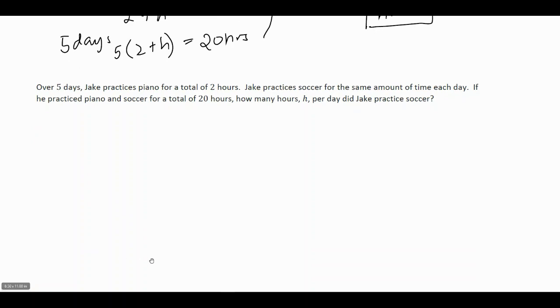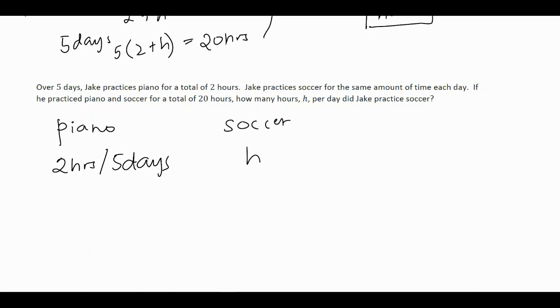Now, the second example says, over 5 days, Jake practices piano for a total of 2 hours. So it means Jake practices the piano for the whole 5 days. It's not every day, but rather 2 hours per 5 days. Now, Jake plays soccer the same amount each day, so this is per day. If he practices the piano and soccer for a total of 20 hours, how many hours per day did Jake practice soccer?